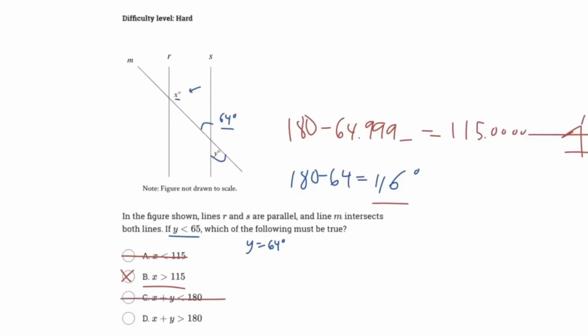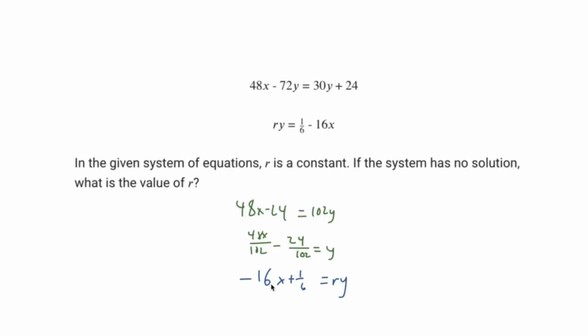And so neither C or D is correct because X plus Y will always be equivalent to 180 degrees. In the given system of equations, R is a constant. If the system has no solution, what is the value of R?